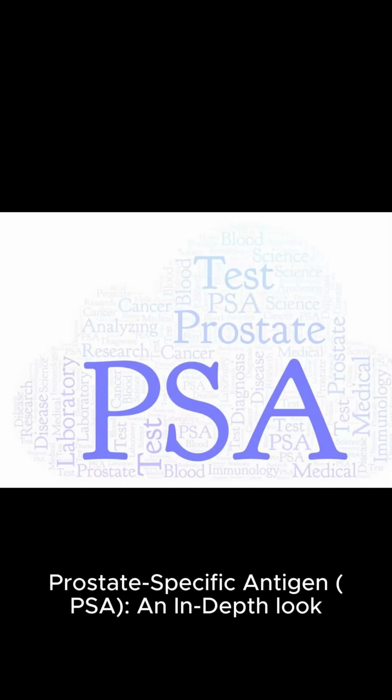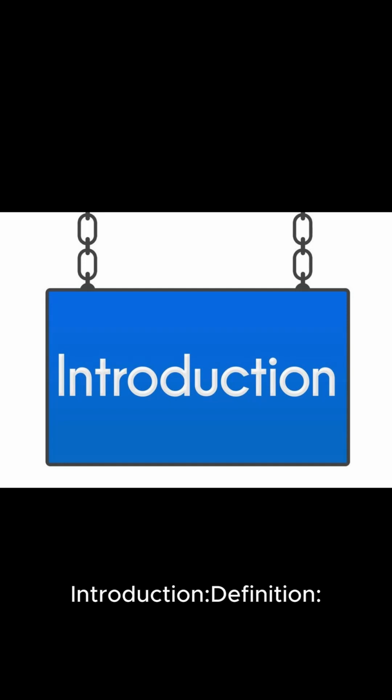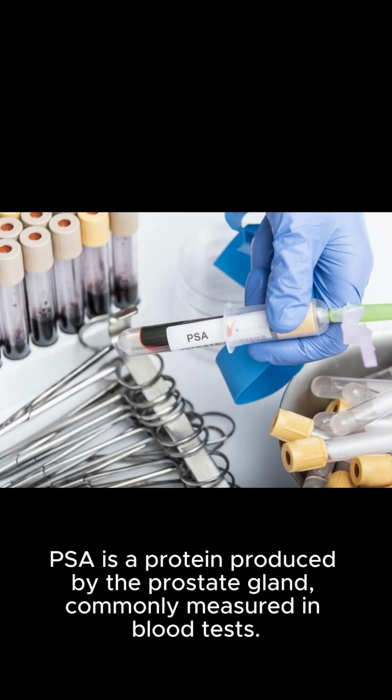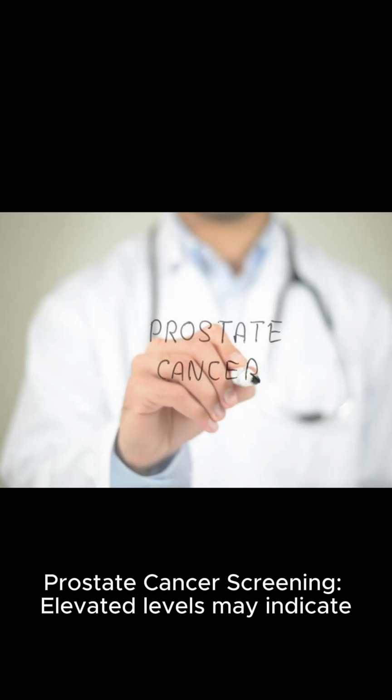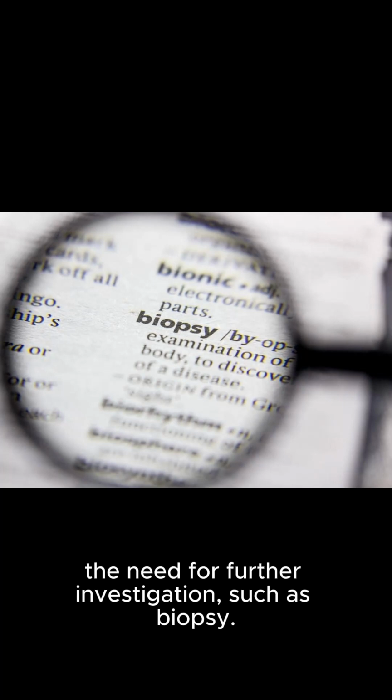Prostate-specific antigen, PSA: an in-depth look. Introduction, definition. PSA is a protein produced by the prostate gland, commonly measured in blood tests. Clinical use of PSA. A. Prostate cancer screening. Elevated levels may indicate the need for further investigation, such as biopsy.